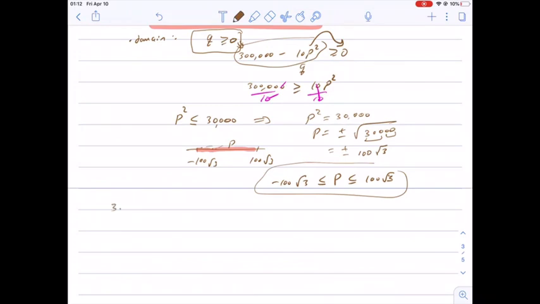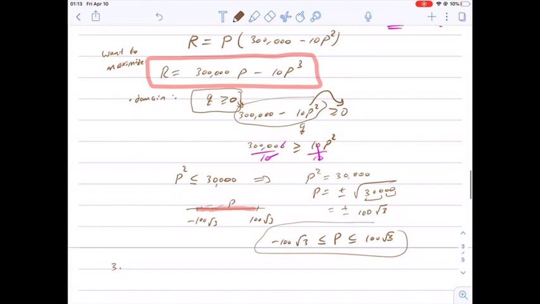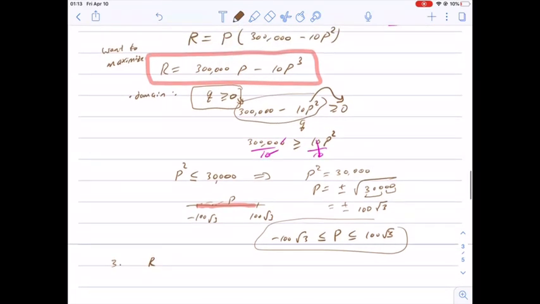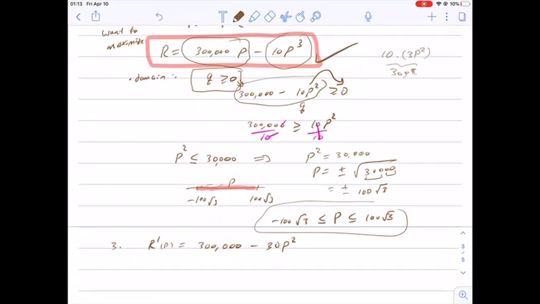Okay, now let's start maximizing the problem. So we need to find the derivative of the objective function. This is the objective function. So we find r prime of p, because it depends only on p. It's 300,000, because the derivative of 300,000 p is just 300,000, minus 30p squared, because for the derivative of 10p cubed, 10 is a constant, the derivative of p cubed is 3p squared, and that is 30p squared. Okay, so this is r prime.